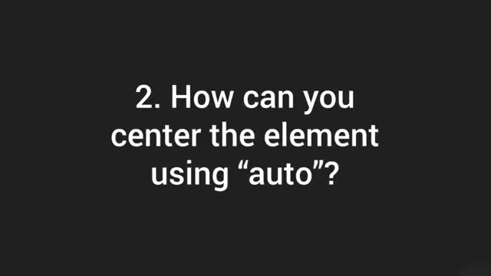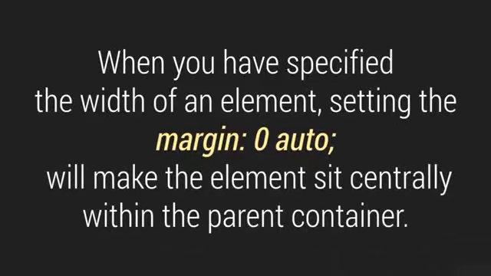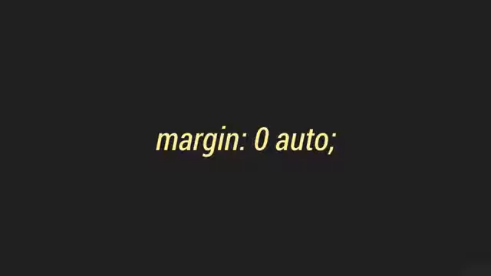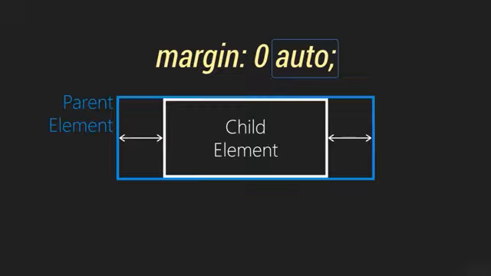Second question, how can you center the element using auto? When you have specified the width of an element, setting the margin as 0 and auto will make the element sit centrally within the parent container. Specifying auto as the second parameter basically tells the browser to automatically determine the left and right margins itself, which it does by setting them equally.